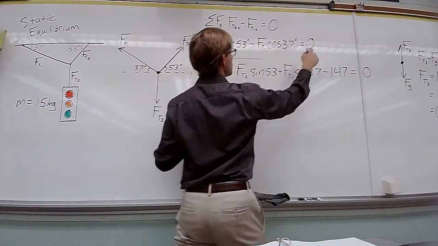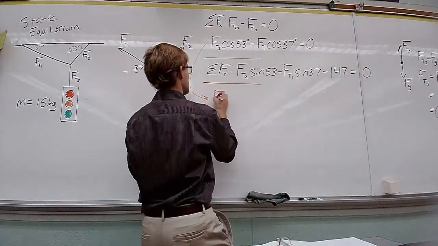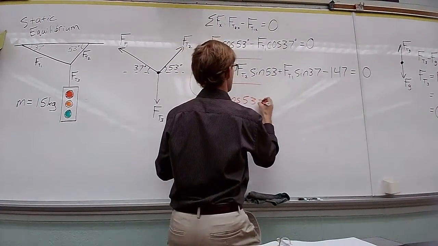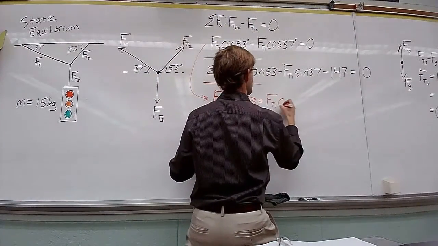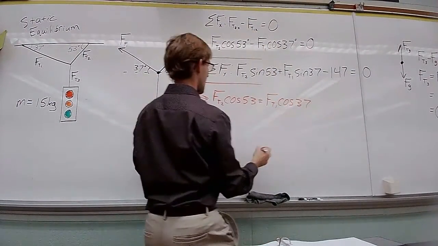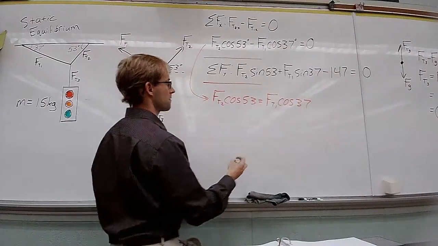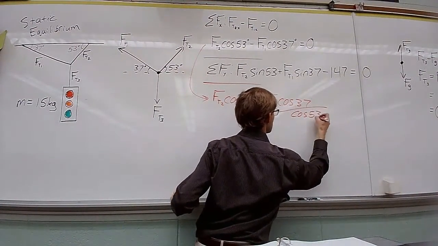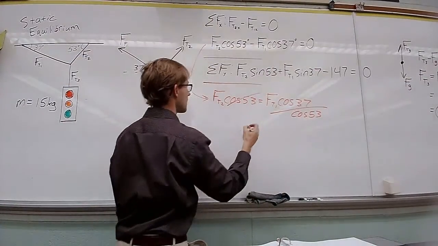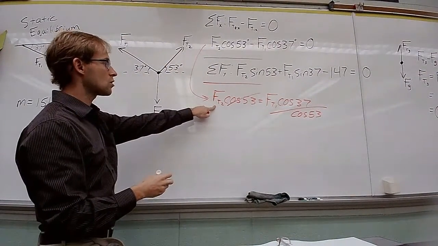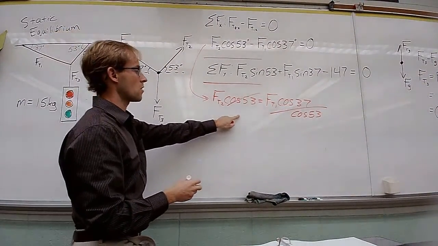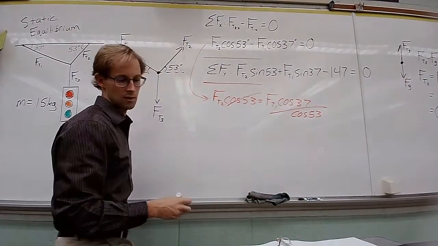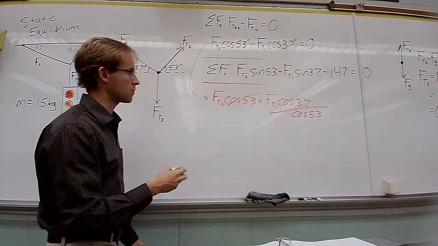Okay. So I'm going to go ahead and solve this for FT2. So this moves all the way over to the right. And then I want to divide both sides by cosine 53, and that gets rid of it over here. So FT2 is simply equal to tension 1 times that ratio. That ratio should come to 1.33.